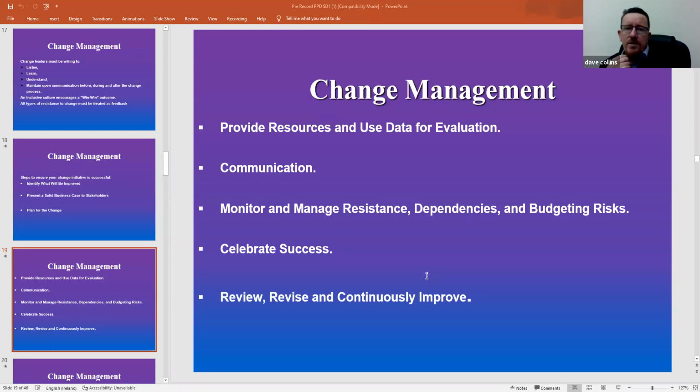Provide resources and use data for evaluation. Obviously, communication again. Monitor and manage resistance, dependency, and budgeting risks. Celebrate success. Review, revise, and continuously improve. It's all kind of self-explanatory there, really.